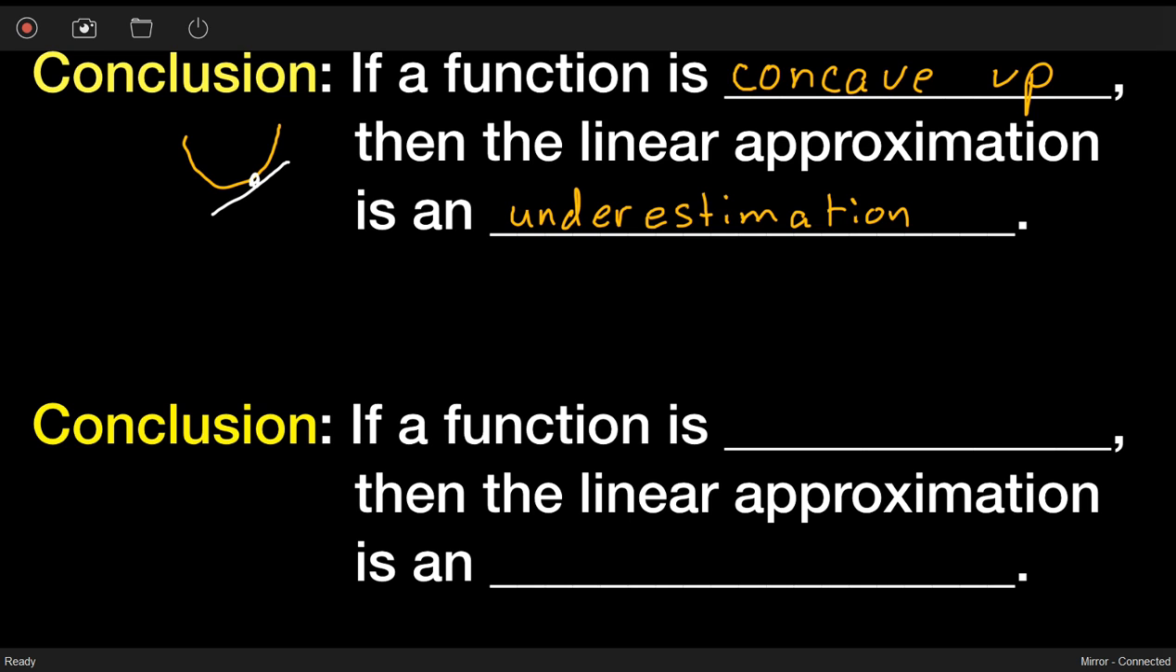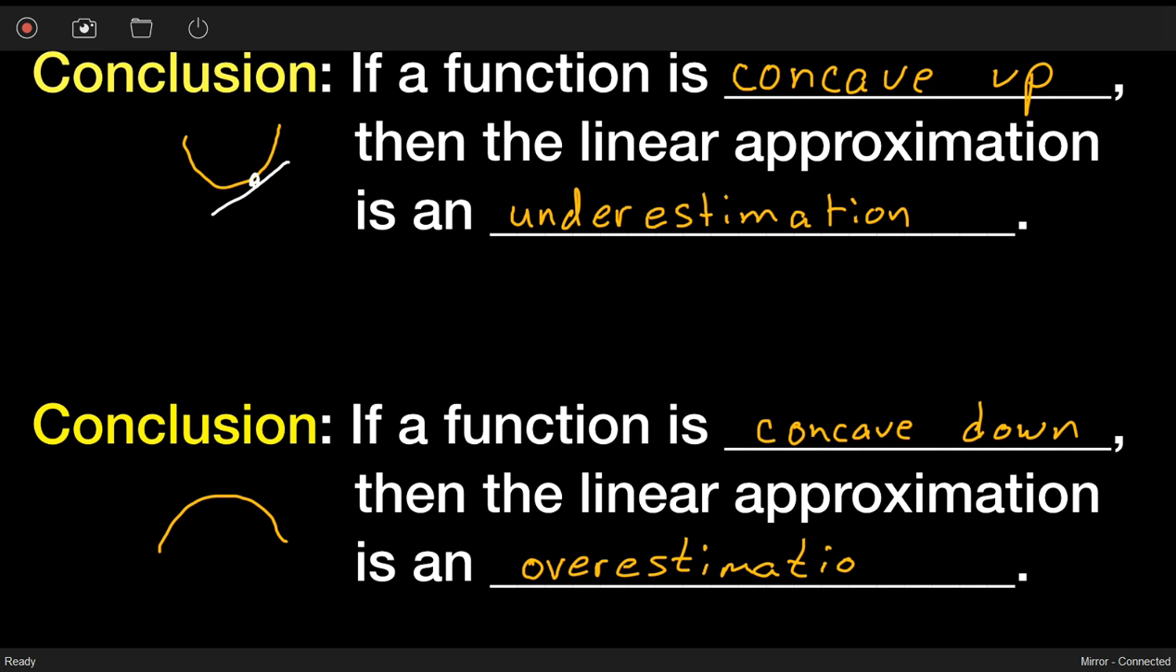And if your function is concave down, which just means your graph is opening down, then your linear approximation is going to be an overestimation, because your tangent line is going to be above the curve.